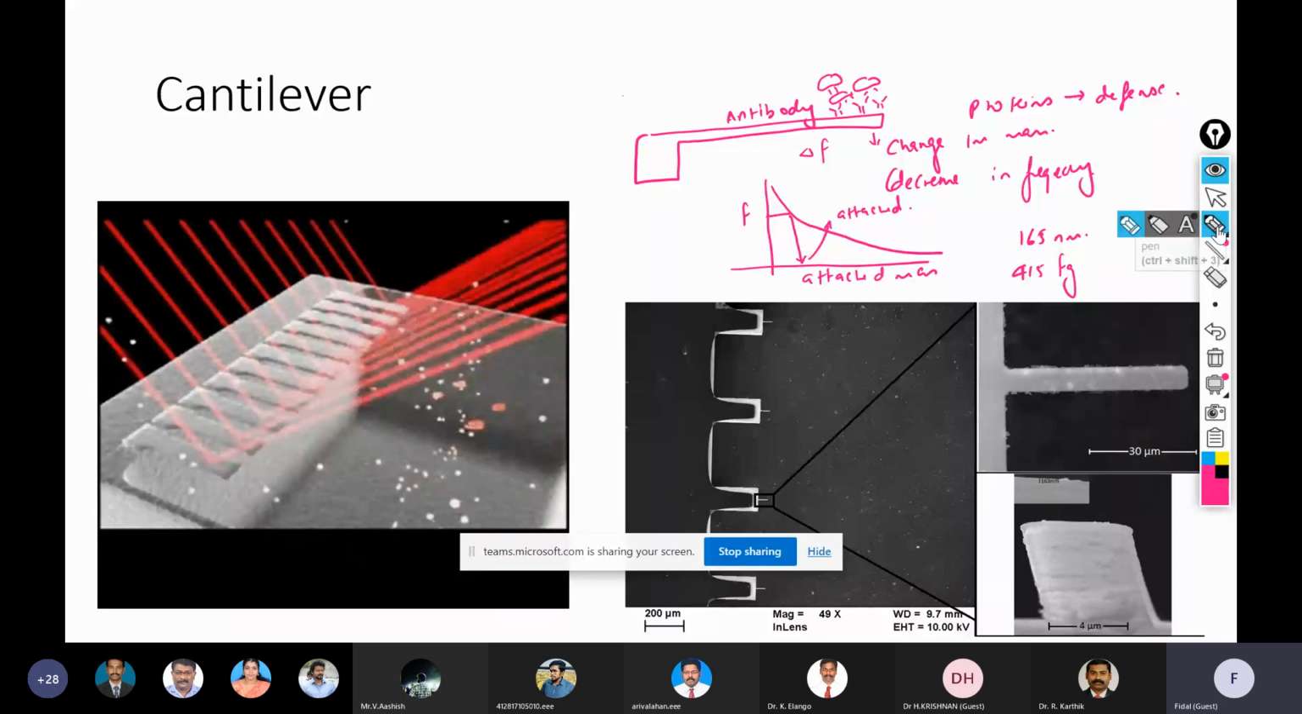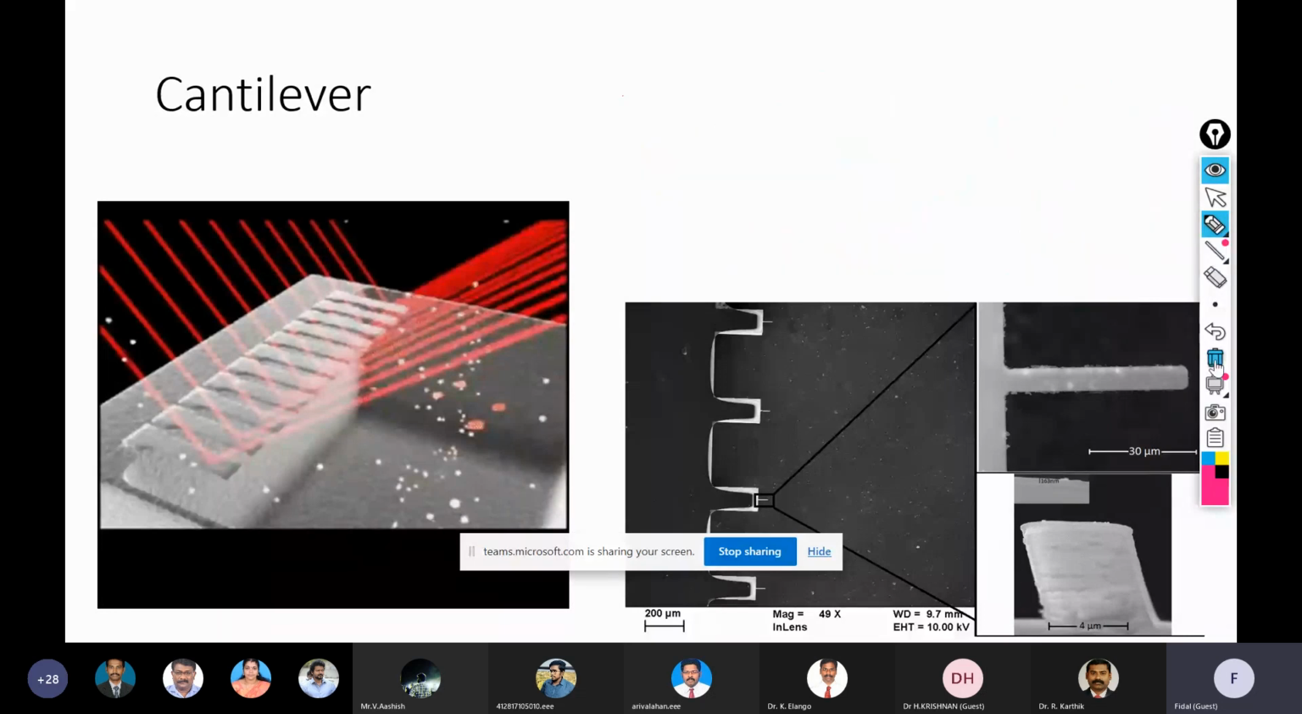Another thing we did was use it for the detection of analytes like urea. So here we did a certain modification. We used this cantilever and deposited a thin layer of aluminum metal on the surface. Once the aluminum was deposited, we immobilized an enzyme called urease on the surface.